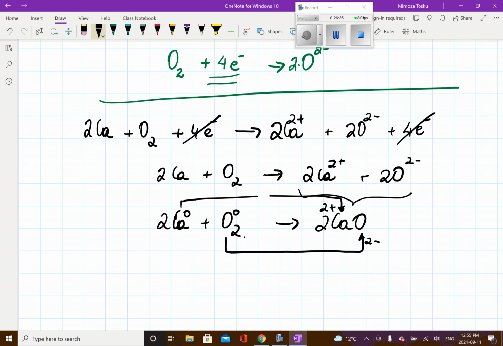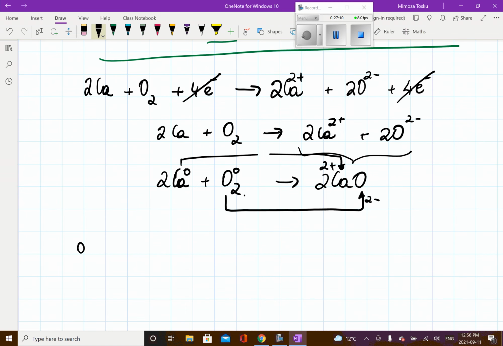Okay, so the term oxidation reaction refers to the half reaction that involves loss of electrons. And a reduction is a half reaction that involves the gain of electrons. So when we are asked to write the oxidation, again, it refers to the loss of electrons.